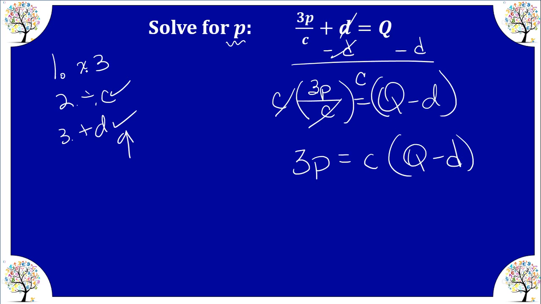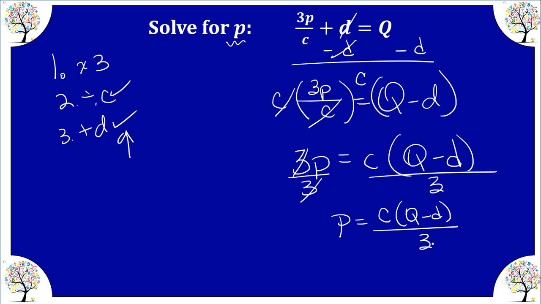Now we need to undo multiplication by division. So I'm going to divide both sides by 3, and P is now isolated and solved. Excuse Lola and Lucy. So here is your answer.